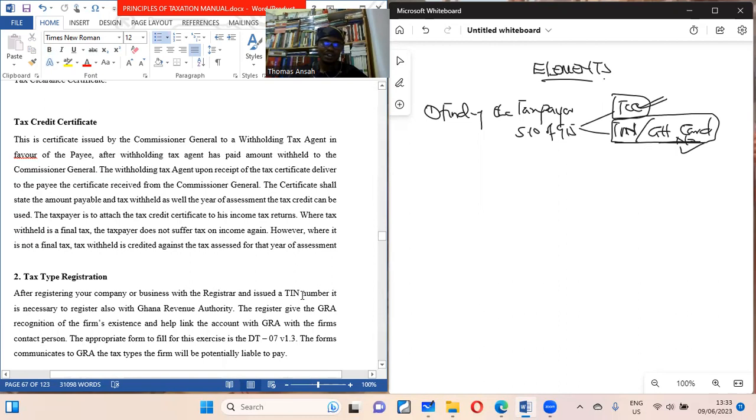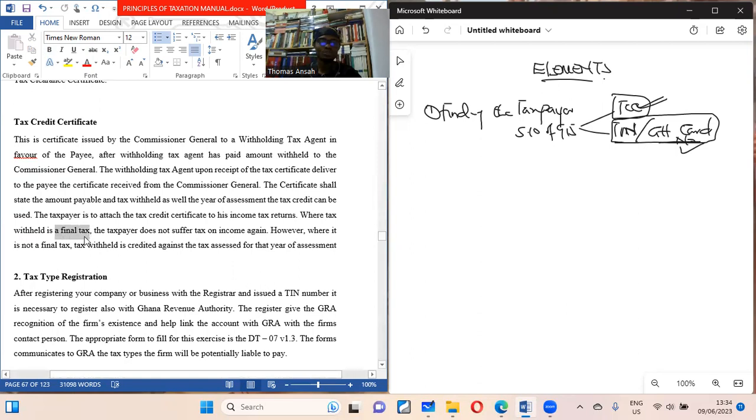All right. So that is the tax clearance certificate, and we have the tax credit certificate. The credit certificate is what I explained to you. You go to pay the tax, maybe you withheld and you paid. They should give you a receipt, which is the credit certificate, so that you give a copy to the person whose money you withheld to pay the tax. That person takes the copy and goes to GRA for it to be credited into his account.